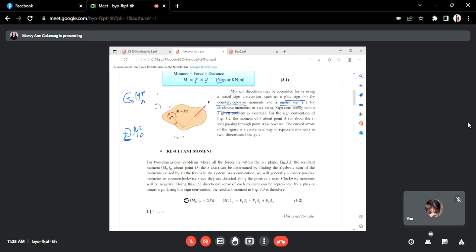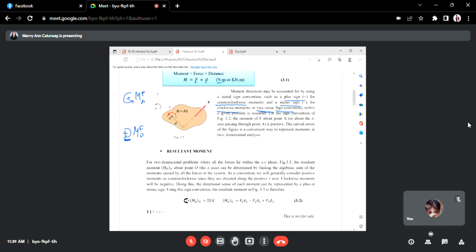So you just have to adjust. This statement may seem to oppose what is in the handout, but it is vice versa. It can be either, as long as we are consistent with the sign we assign, the sign convention. Sign consistency within a given problem is of course very essential.